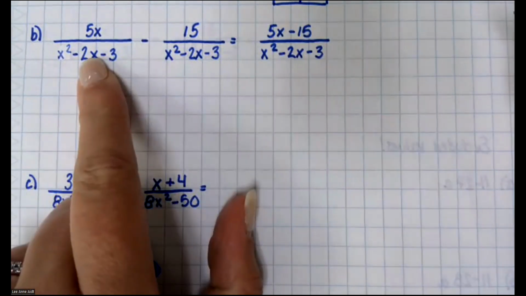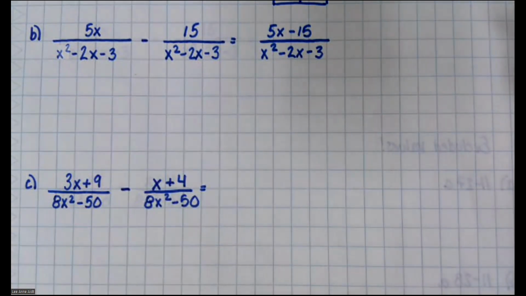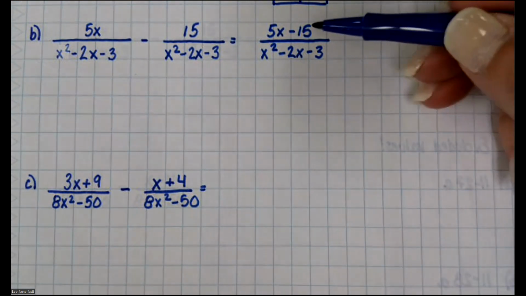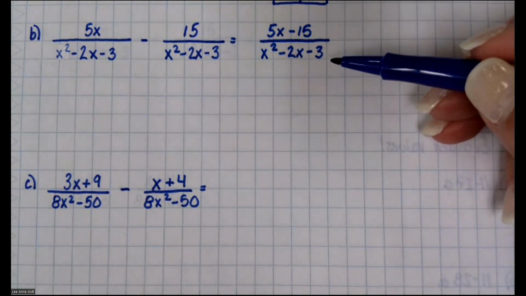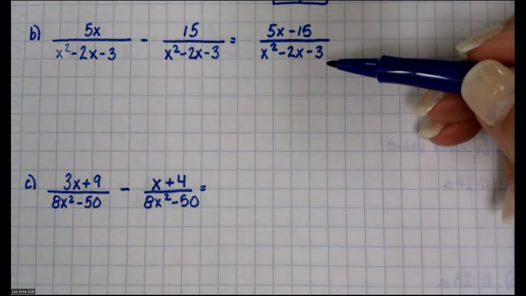Subtract across the top, bottom stays the same. Okay, in your groups, I want you to GCF the top. I want you to diamond and box the bottom unless you can do it in your head.